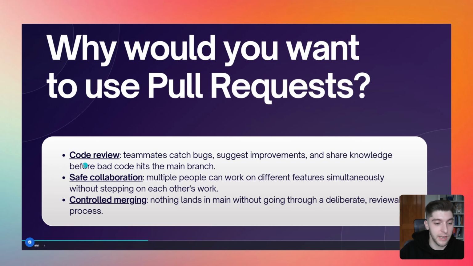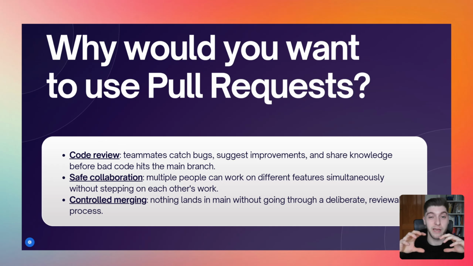Okay. Then it allows for safe collaboration, because multiple people can work on different features simultaneously without stepping on each other's work. So if you have different teammates working on different things, you don't want them to really be working all at the same time in the main branch, because then it would be a complete mess. It would really be a mess, because you could have code from one person conflicting with the code from the other person. So that's why we want to have separation of concerns when it comes to our code.